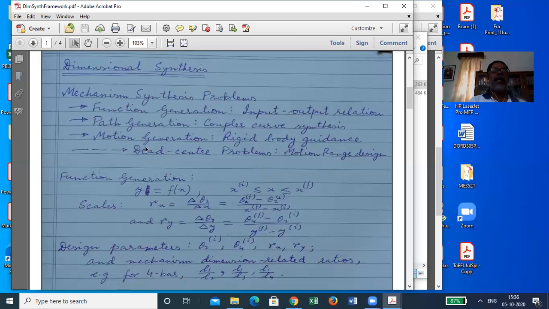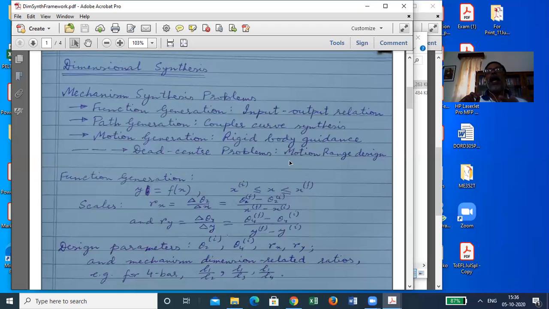Okay, so these three are primarily the three kinds of mechanism synthesis problems that you have, and there is another kind of problem which are called dead center problems. These are concerned with motion range design. That is, when the input link moves from this end to that end, the output link moves from this end to that end. Or you can say that the output link moves from this end to that end and comes back. Okay, so it's an oscillating motion.